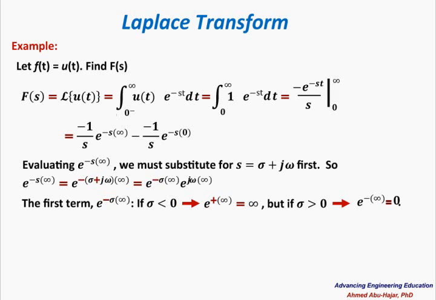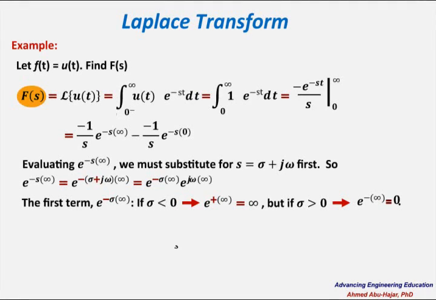So the first term will converge to 0 as long as the real part of s is greater than 0. So now the integral will equal: the first term converges to 0, and for the second term we have plus 1 over s, and e to the 0 is 1, so we drop it, and this will equal 1 over s. We have to stress that the real part of s, which is sigma, is greater than 0.